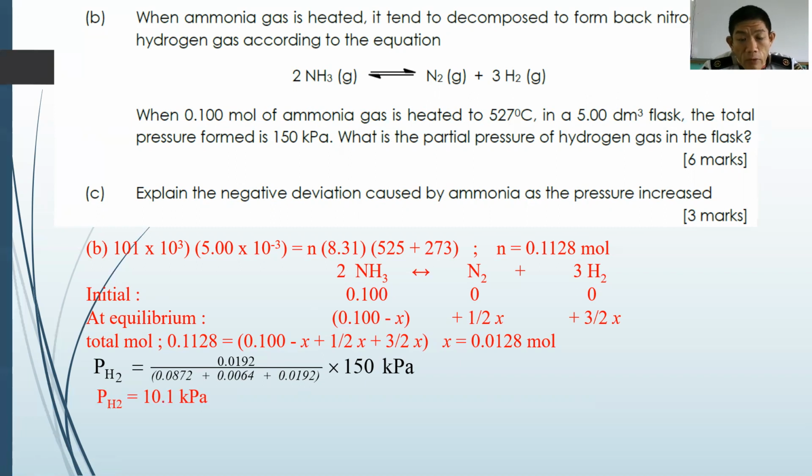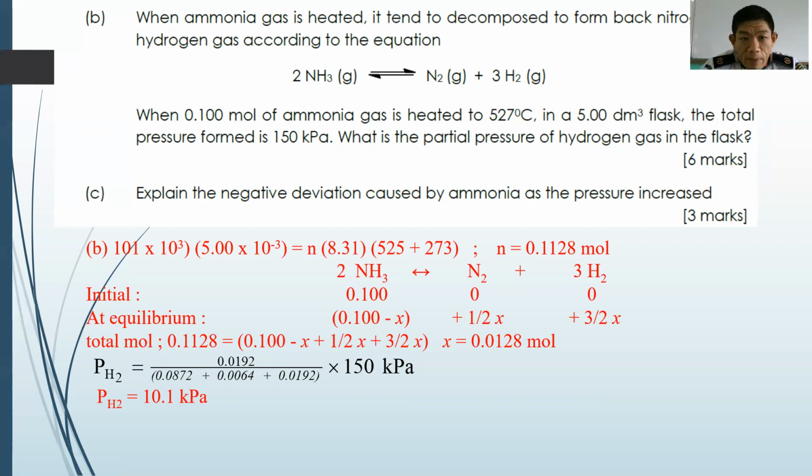So this is how you are going to calculate the partial pressure of the hydrogens in here. Okay, so hopefully you'll be able to understand the methods used in here. It's quite common in STPM, so you must know how to calculate this.